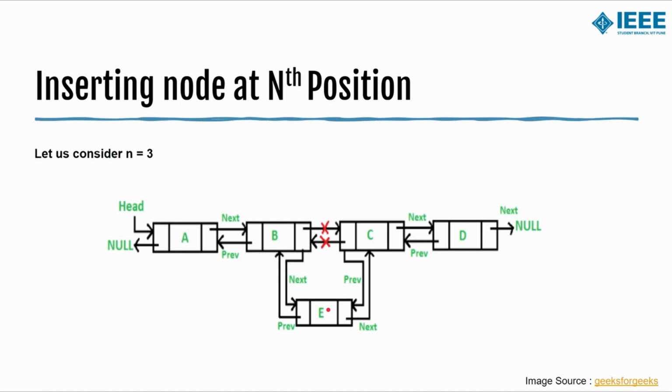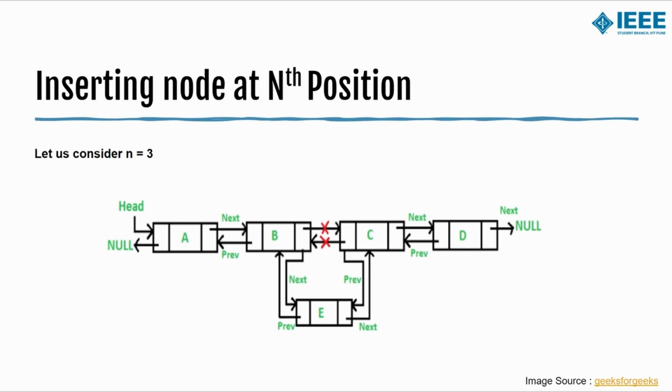So accordingly, we are supposed to code a logic so that our node is properly inserted at the nth position, and we can also traverse the linked list in both the forward and backward directions. That is, we have to take care of the previous pointer as well in this particular function.